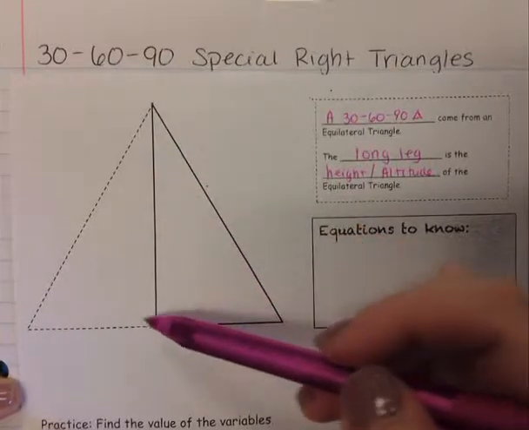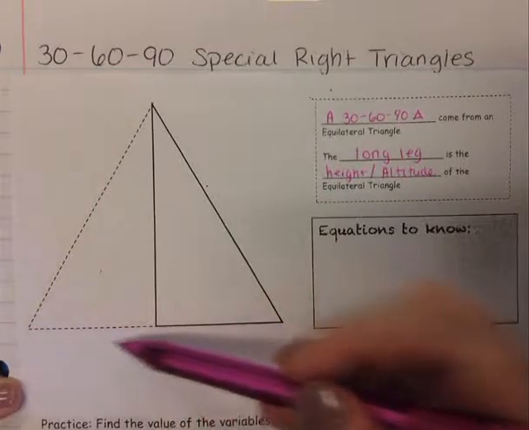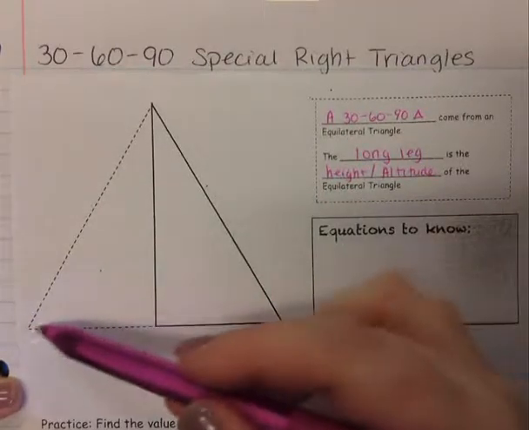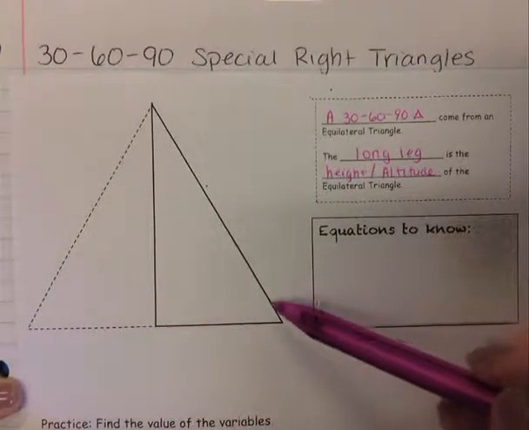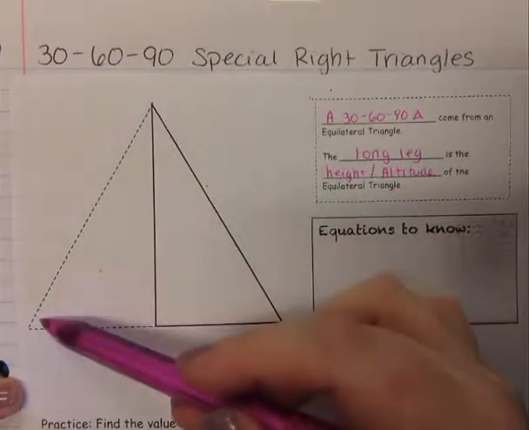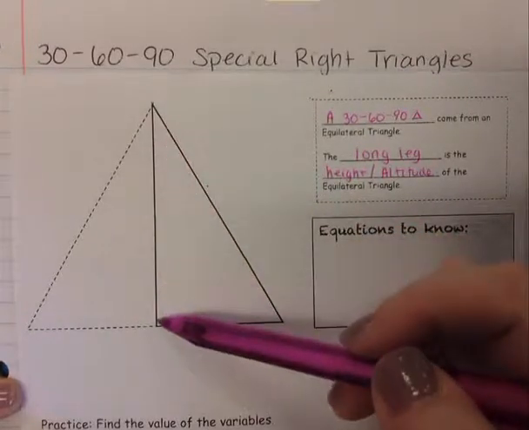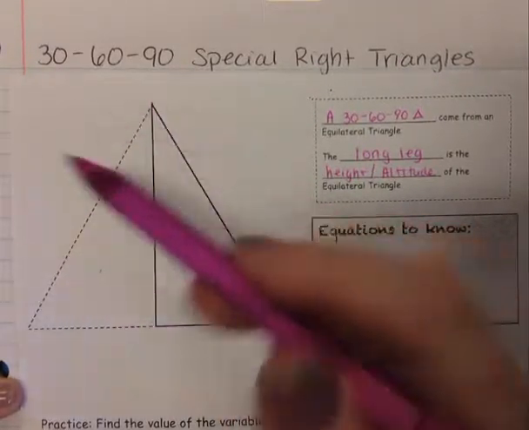So if we wanted to find the area of the equilateral triangle, we would need to have this entire base, which is the same length as the hypotenuse of the right triangle, because this is an equilateral triangle. And we would also have to have the height of the equilateral triangle to find the area of the entire triangle.